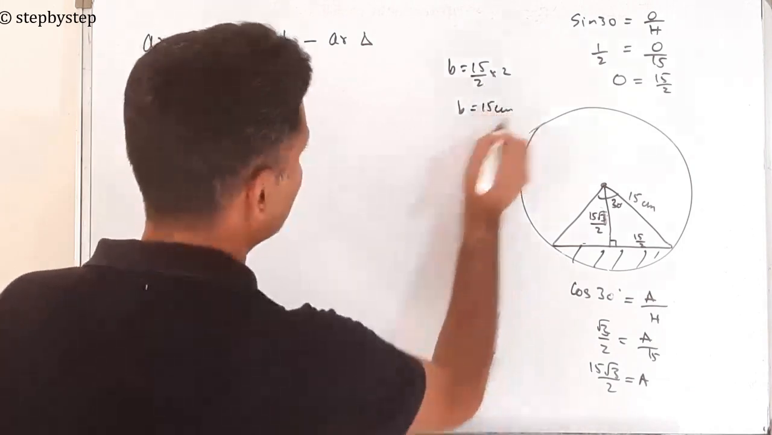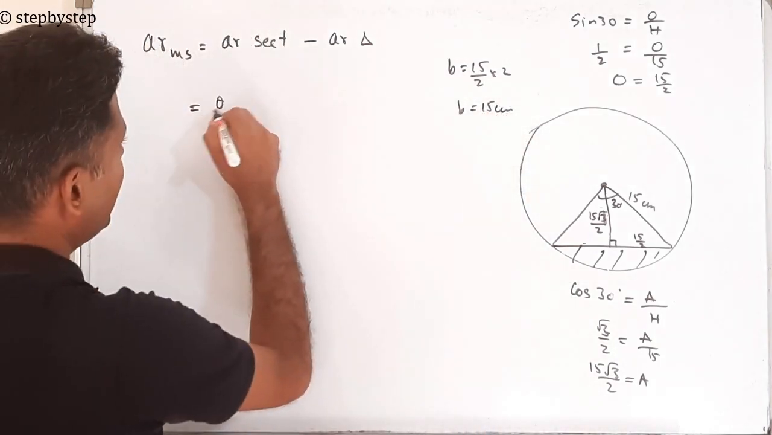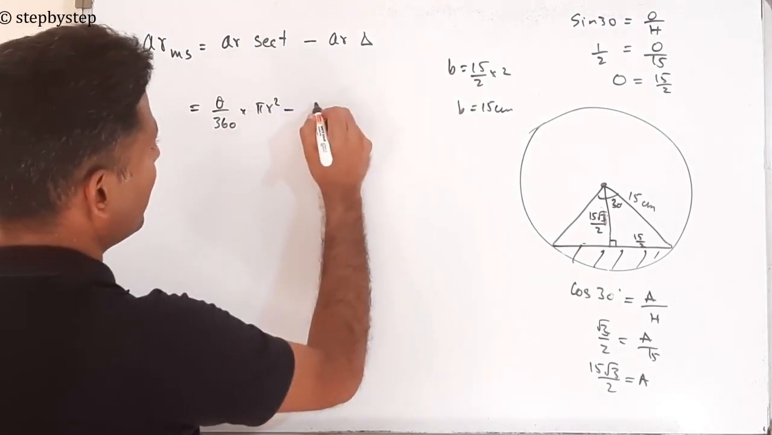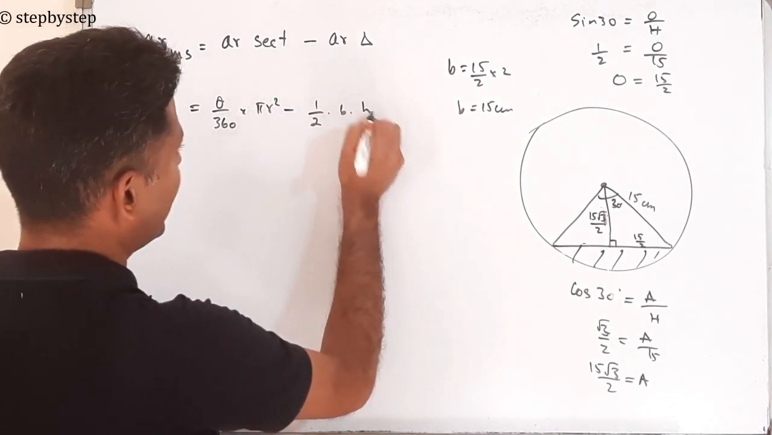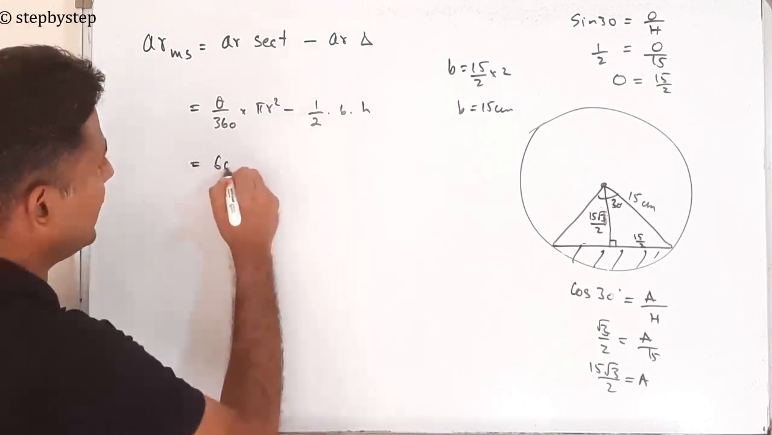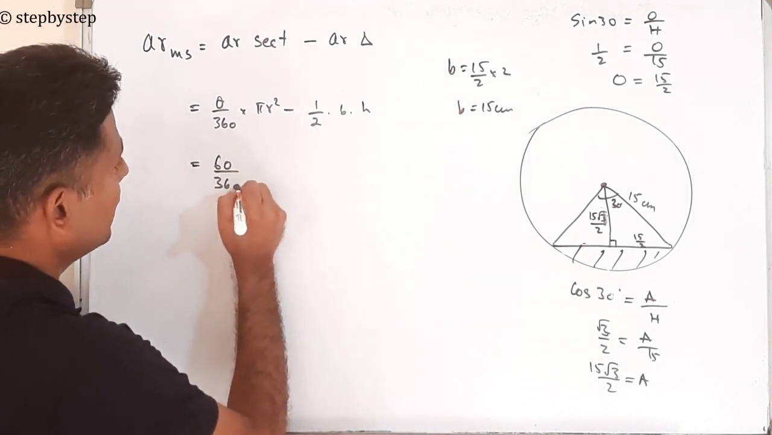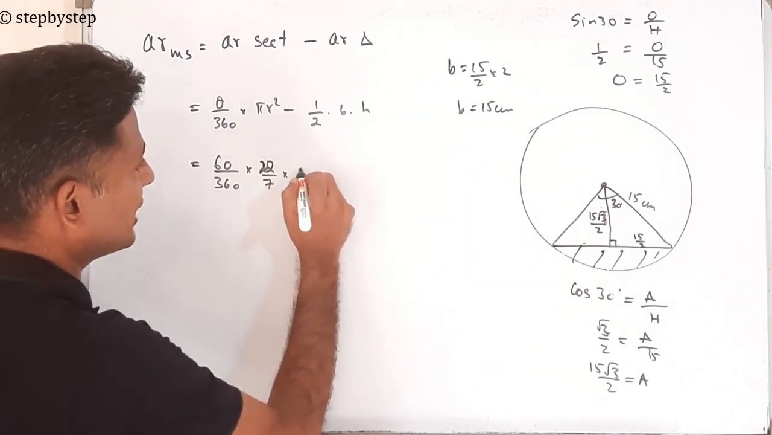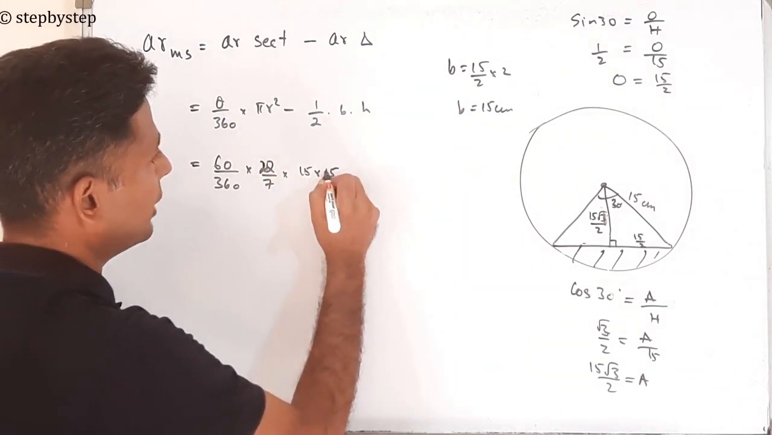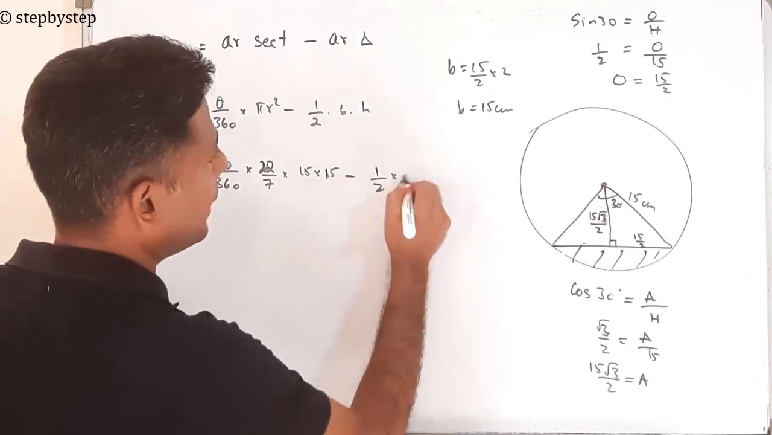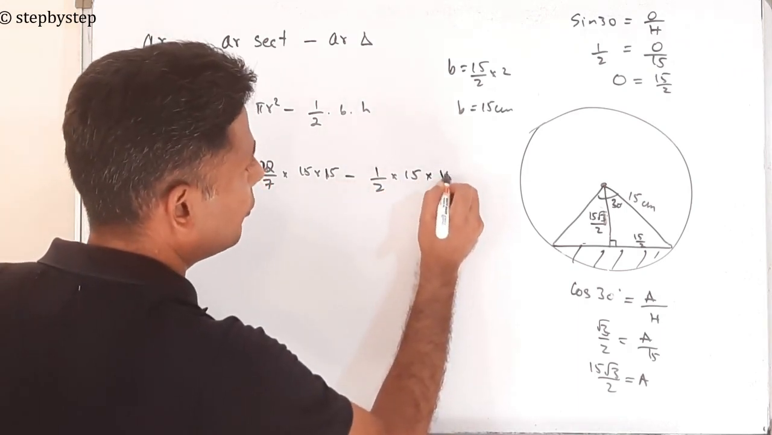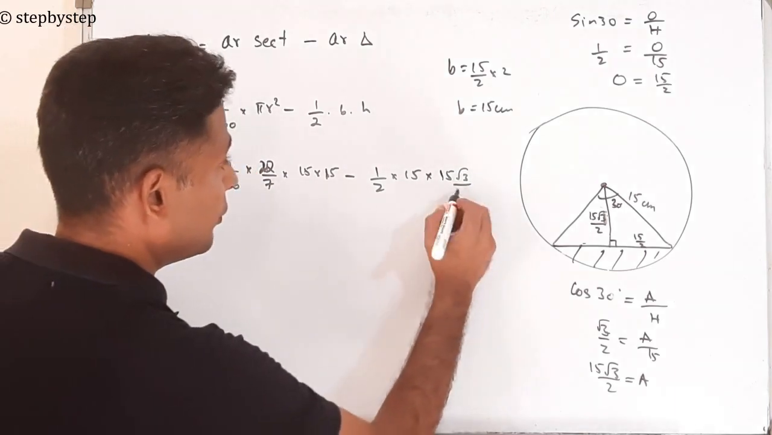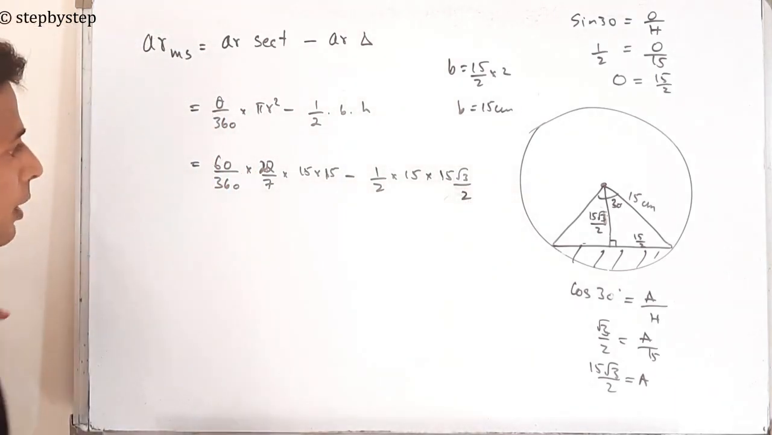So now area of sector, theta by 360 into pi r square, minus area of triangle, half into base into height. So theta they have said is 60 by 360 into pi r square, that is 22 by 7 into r square, that is 15 into 15, minus half into base is 15 into height is 15 root 3 by 2.